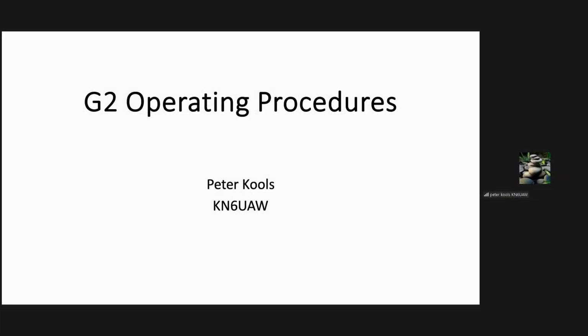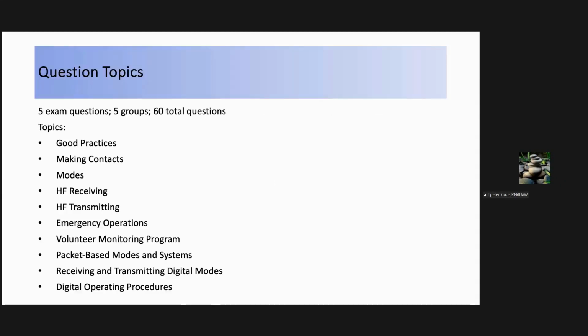This is going to be section G2 out of the book, out of the exam pool. It's called Operating Procedures. I think everybody was here last week when I did G4, but again, I'm Peter, KN6UAW. And we've got lots of questions to cover tonight, unfortunately. So there are 5 exam questions out of this section. There are 5 groups in this section, and there are 60 questions altogether.